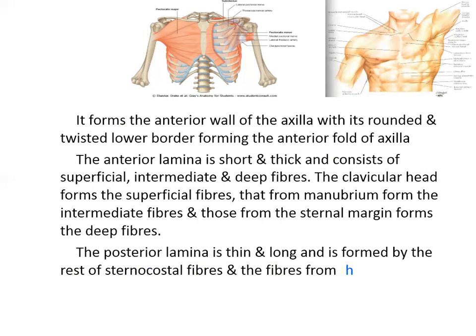The posterior lamina is thin and long, and it is formed by the rest of the sternocostal fibers and the fibers from the aponeurosis of the external oblique. So here they are mentioning how the posterior fibers are formed, especially from the lower part of the sternum as well as the fibers coming from the part which is taking origin from the external oblique muscle.